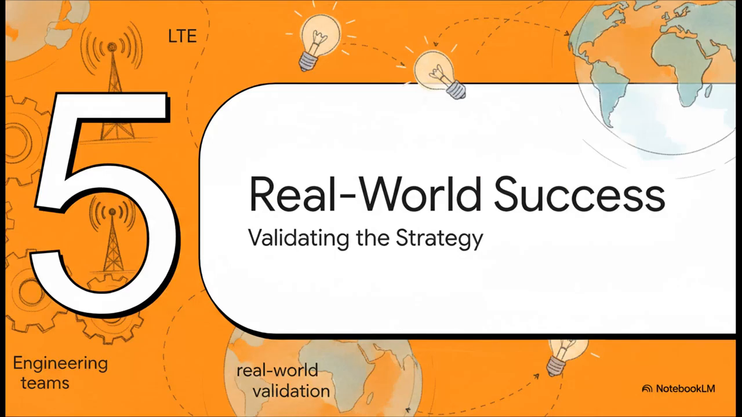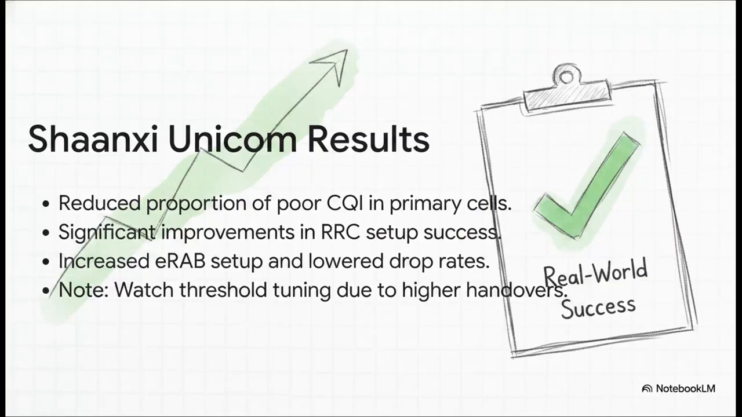All right, final section, real-world success cases. Let's look at how these pillars actually hold up when engineering teams put them into practice, on the ground. The Shanxi Unicom project is a textbook example of this working. When they enabled and tuned RSRQ mobility, the results were totally undeniable. They effectively reduced the proportion of poor CQI in the primary cell. They saw huge improvements in RRC setup success rates and lowered their drop rates across the board.